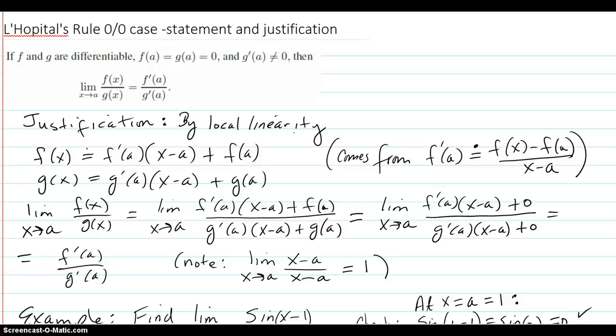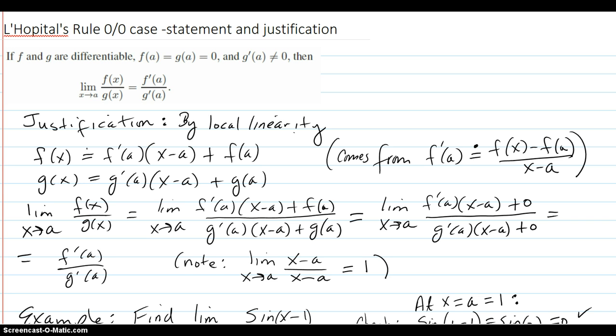Here we learn about L'Hopital's rule. We start off with the simple case, the basic formula, and the case of 0 over 0, and we'll see what that means in a moment.